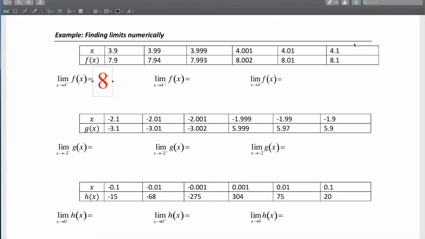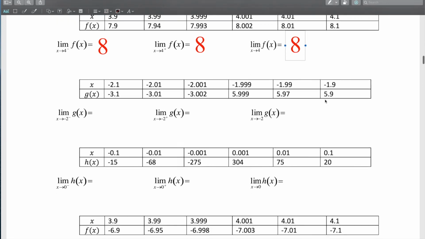Now, when we look at 4 from above, so this is when we start greater than 4 and we're getting closer and closer to 4, the y values here, again, look like they're converging on 8. So we would 100% expect that the intended height of this function would be 8. From both the left and the right, that gives us the real limit over here.